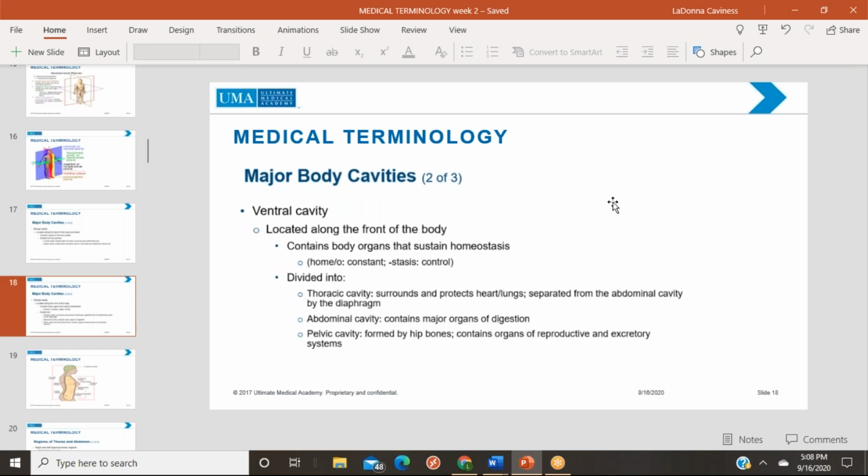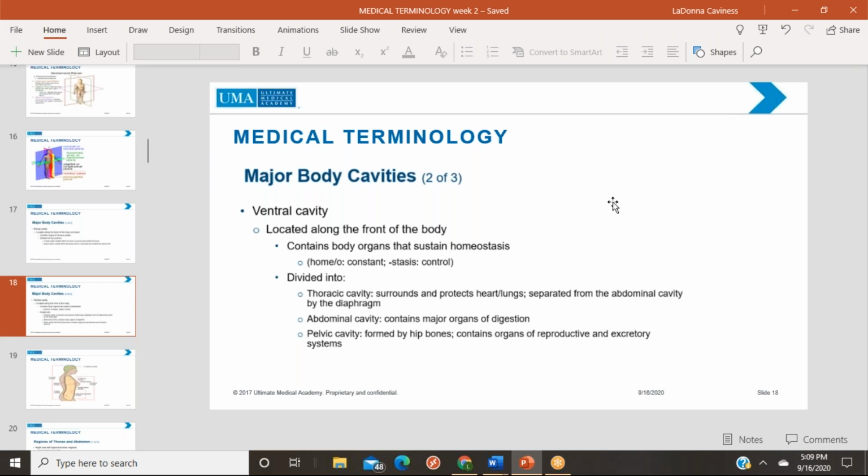The ventral cavity is located along the front of the body and contains body organs that sustain homeostasis. You can break that down here, homeostasis. So homeo refers to constant and stasis refers to control.